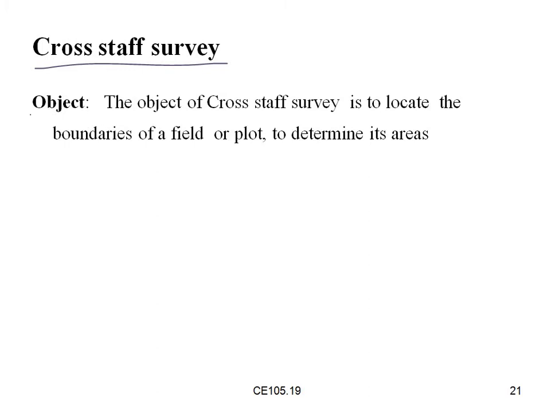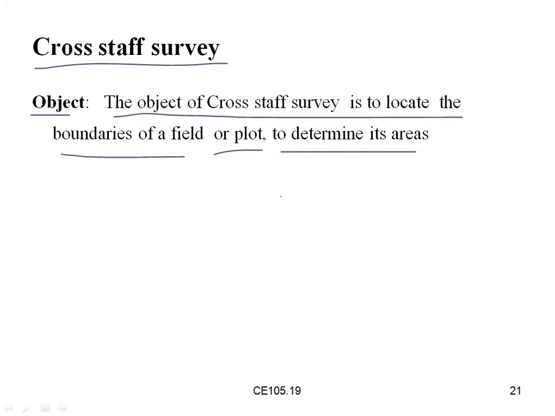Cross staff survey. The object of cross staff survey is to locate the boundaries of a field or plot to determine its area. Generally, a cross staff survey is used in agricultural fields for creating boundaries, and in plots used for the construction of houses, buildings, and other structures. We can also determine the areas of a forest or any grounds, whichever it will be useful for.